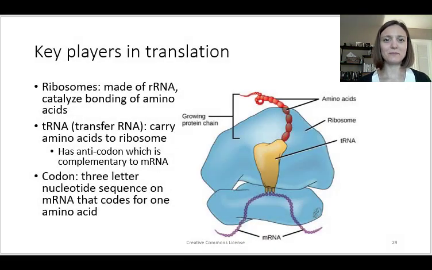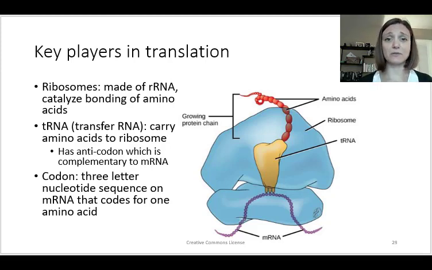Okay, so we wrapped up with transcription. So we've already made the RNA copy of DNA. We transcribed that gene, we edited it if it was a eukaryotic organism. So now that messenger RNA, after it's been edited, we call that piece of RNA a messenger RNA or mRNA.